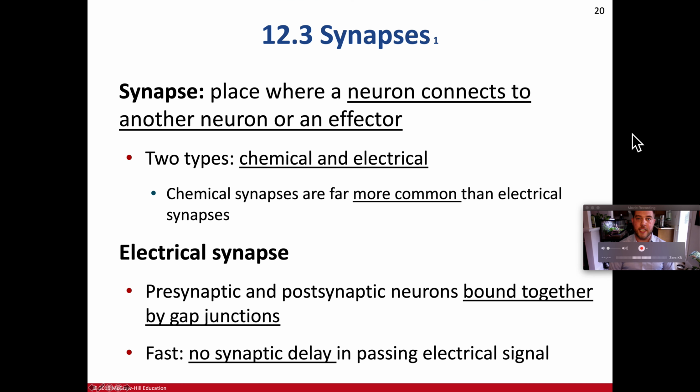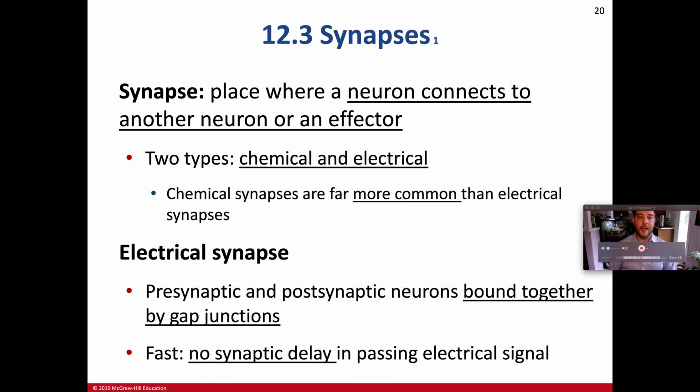Okay, so the synapse, where they come together. It's two different types. There are chemical and electrical. Chemical synapses are much, much more common in humans. We only have a limited number of places that have electrical synapses. In an electrical synapse, the pre and postsynaptic neurons are joined by gap junctions, which allow ion flow. Usually you see those in your brain and your eyes, but not really elsewhere for the neurons. These are very fast, though.